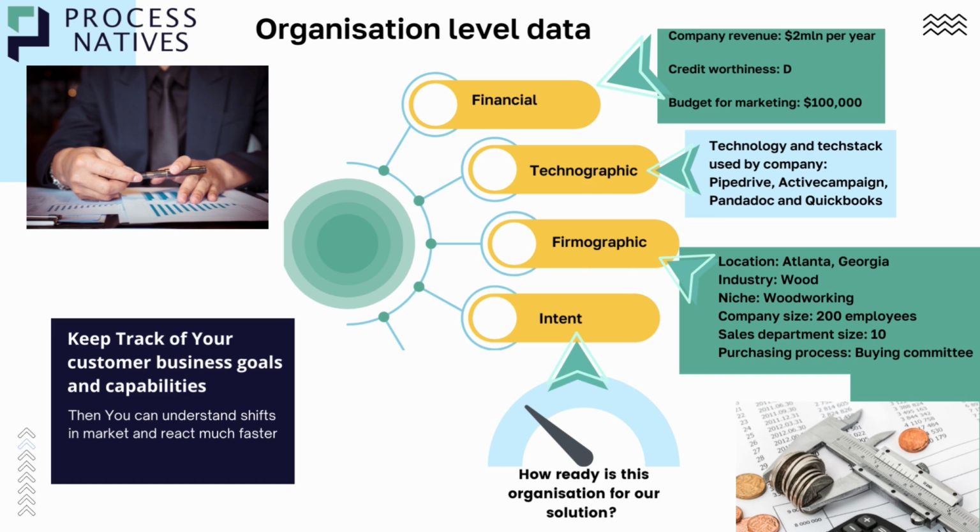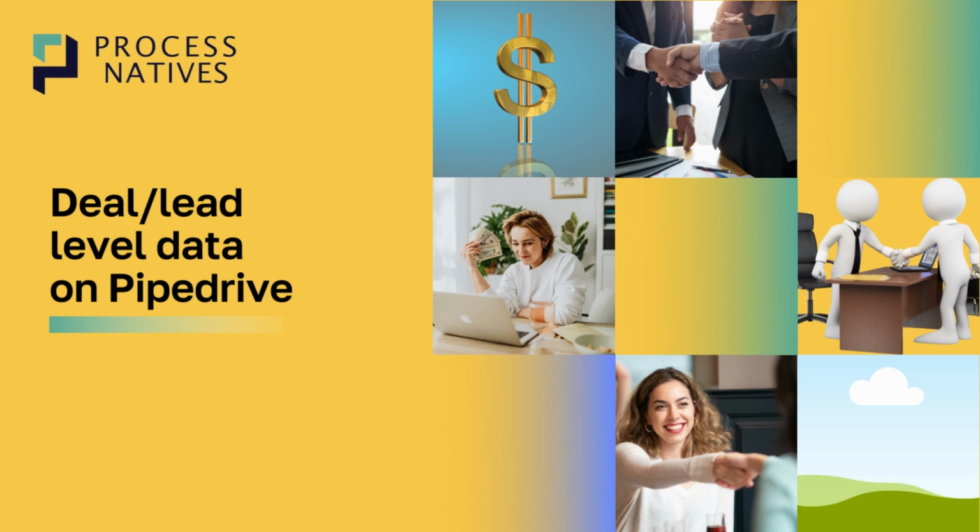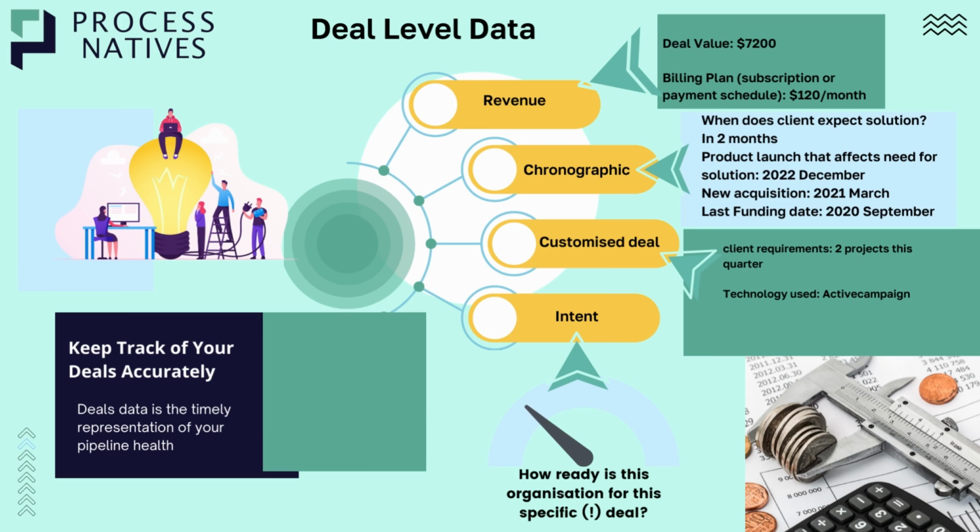What this organization level data allows you to do is to keep track of your customer's business goals as well as capabilities, because you don't want to spend time talking to organizations that are not ready technologically and that are not ready financially. Finally, we also have deal and lead level data in Pipedrive. Deal level data can also have many different types of data. These four most helpful ones are just examples, as the previous ones.